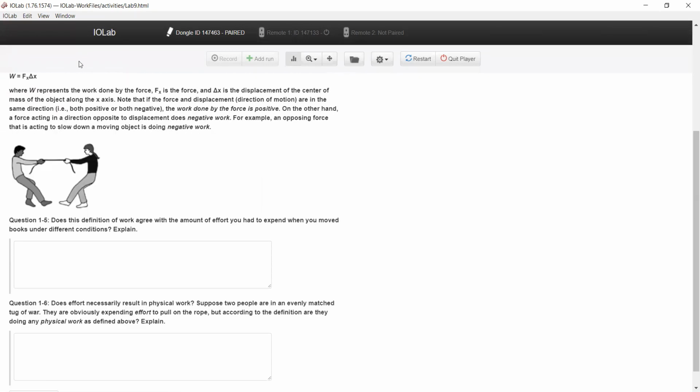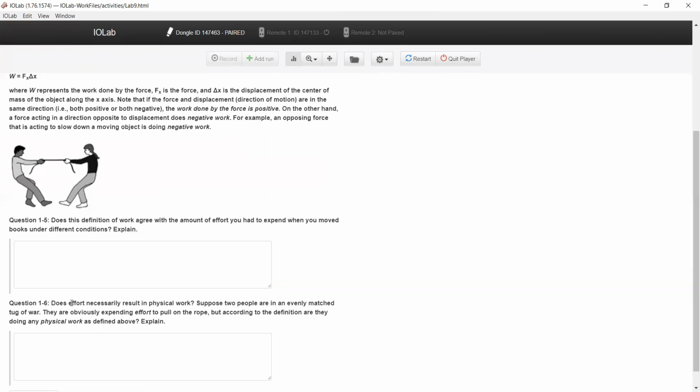So in order for work to be done, there should be a force and there should be some displacement. This definition of work relates to the amount of effort you had to expend when you moved books under different conditions. I think when the force was changed, the effort was changed, increasing work. And delta x, when the distance moved was changed, this was changed. So yes, they agree with our previous findings.